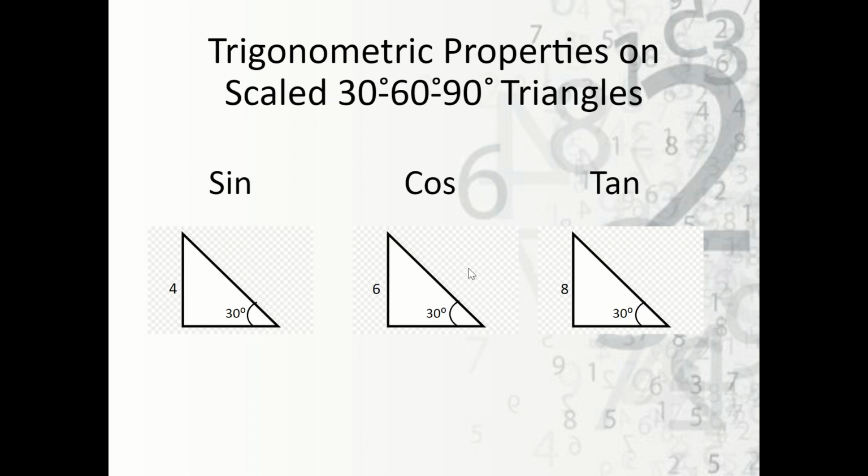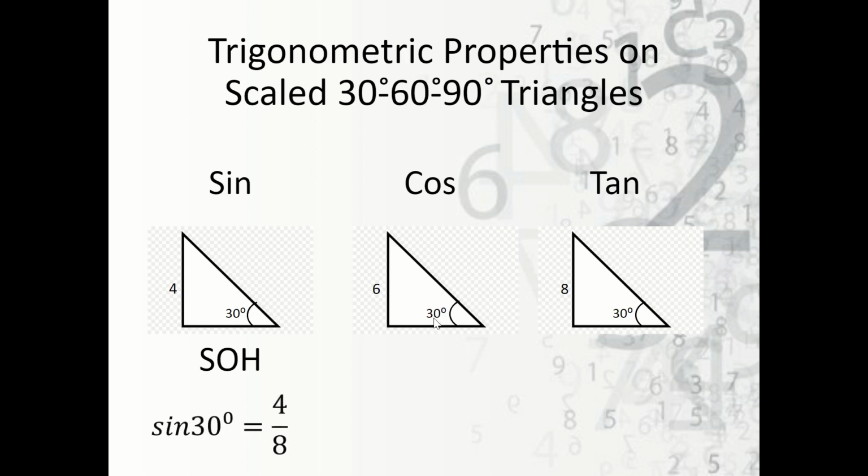Now what if we scale it? So this side here is 4, but it should be 1. So we multiplied it by 4. So now this side should then be 4 times square root of 3. And this should be 4 times 2, which is 8. So if we take the sine, remember sine is opposite over hypotenuse. So the opposite is 4. And the hypotenuse is 8. So we should get 4 over 8.